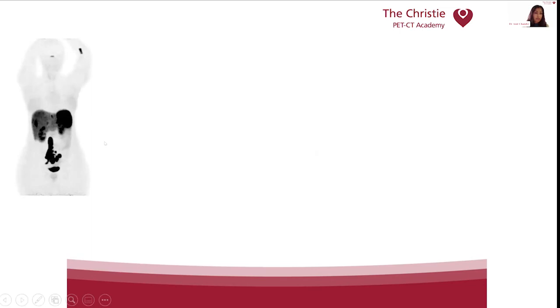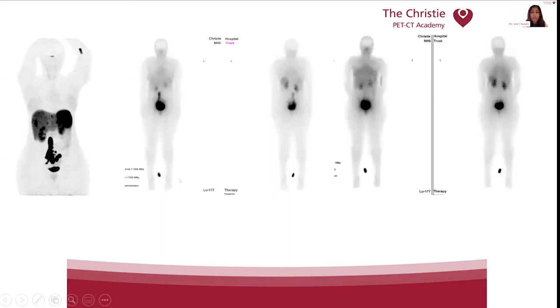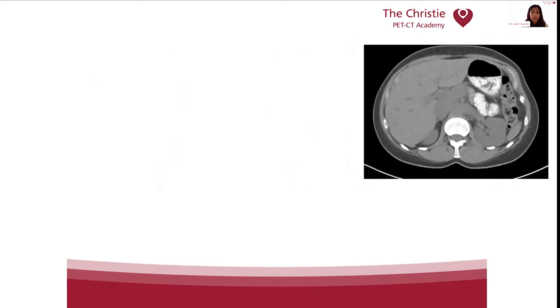So this is just putting the gallium PET CT MIP there for reference. And this was her first planar imaging following the first cycle of PRRT. And this was her second one. So she had PRRT between January and July 2018. This post cycle one image shows that there's good tracer uptake at the known sites of disease. So it follows theragnostic principles. When you look following cycle two, the vascular component of the disease is very difficult to identify, which would suggest that there has been response to therapy even after two cycles.